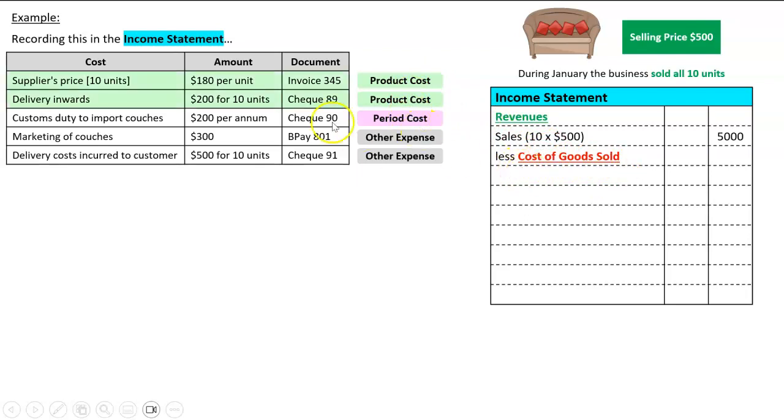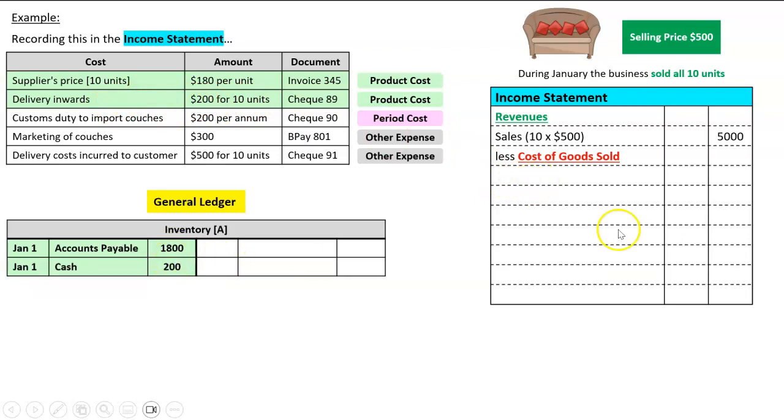So the first one is these two here are product costs. What does that mean? We said this is the value of the inventory here. And what we said is that worked out at $200 per unit. By the time it was $180 per unit purchase price. And then we allocated $20 per unit for delivery inwards. So the cost of each sale here was actually $200 per unit. So 10 times 200 is 2,000.